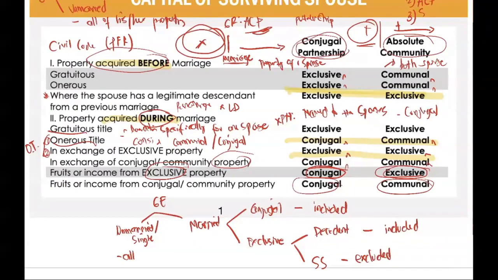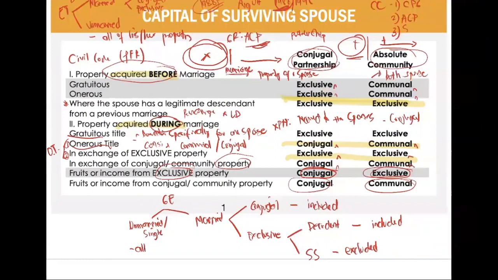Sir, what do we mean by the capital of surviving spouse here? As an exclusion, what we mean here is the exclusive property of the surviving spouse. So you already know all the rules. If you can classify a property as exclusive of the surviving spouse, then you exclude it. But if that exclusive property is a property of the decedent, include. If that property is considered conjugal, include. Clear? Okay, we go back to our inclusions.